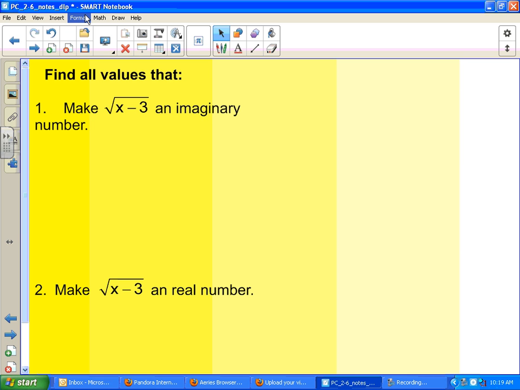How do we use inequalities to show negative numbers? What inequality would I set up to say I've got a negative? Bingo! Did you guys hear her? Of course not, because she whispered it. She said x is less than 0 would make negative numbers. Brilliant. So if I want the square root of x minus 3 to become imaginary, I must say that x minus 3, whatever it is, has to be less than 0.